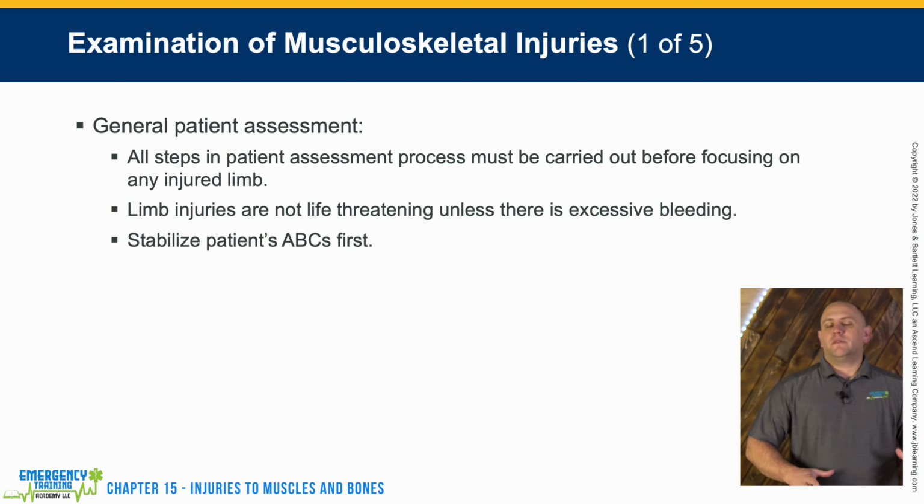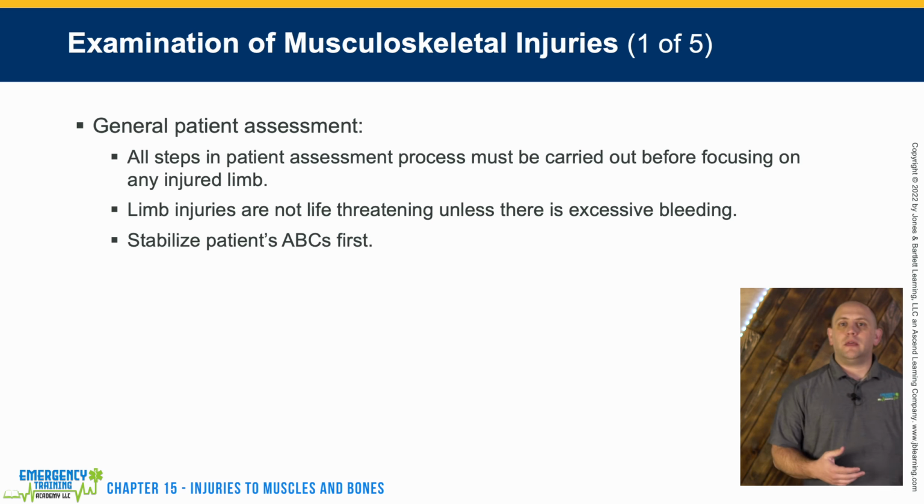As I said at the beginning of the chapter, all of the steps of the patient assessment need to be carried out before we actually start treating an injured limb. So we need to make sure that we're gathering a good general impression of the patient. We're stabilizing their airway, breathing, and circulation first. However, if there is a limb injury that has excessive life-threatening bleeding, then that does need to be treated immediately prior to moving on to the rest of our assessment.